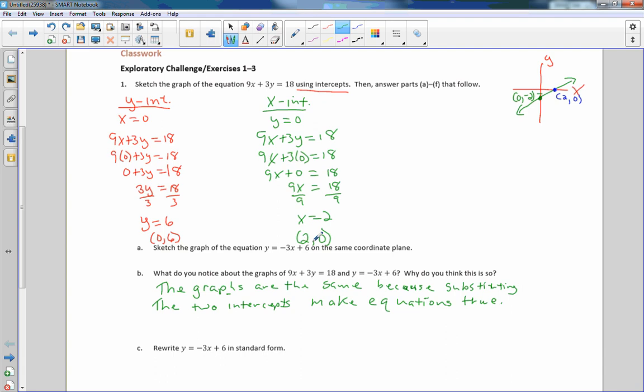Negative 6 plus 6 equals 0. That is true. And if I make y 2 or x 2, then 9 times 2 is 18, plus 3 times 0 is 18, and that is also true.